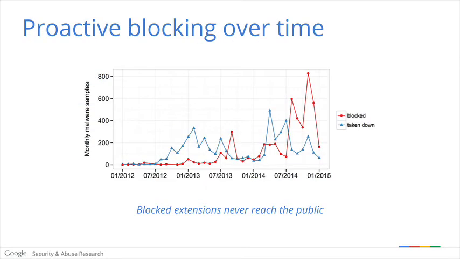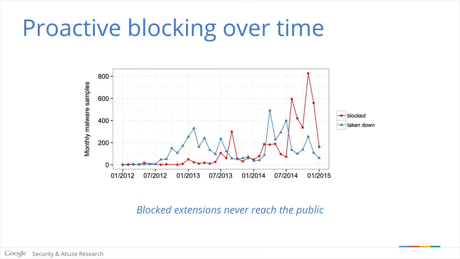This graph shows two different actions over time. The two actions we take are blocking an extension. So in that case, the extension is never available to users. They never reach the public. On the other hand, the other action we take is taking down an extension that's already live. In that case, the behavior could have changed from good to bad, like I just mentioned earlier, or it could have been bad the entire time.